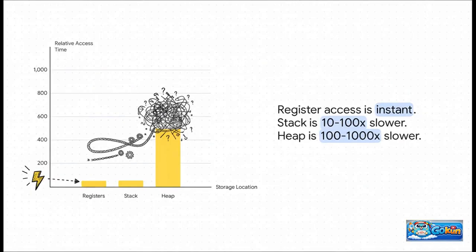And you just have to look at this chart to see why this is so important. The difference in speed is just staggering. A CPU can only do math on data that's physically inside its registers. Getting data from those registers is basically instant. We're talking 1 nanosecond. But if that data is on the stack, it has to be fetched from memory first, which is tens or even hundreds of times slower. And the heap? Oh man, that can be 1,000 times slower. The whole game of register allocation is to avoid those slow memory trips as much as humanly possible.